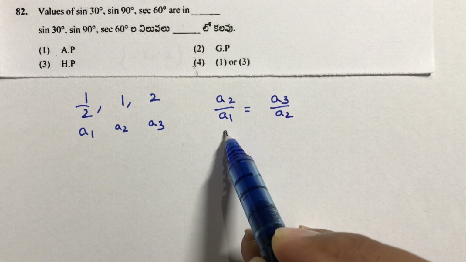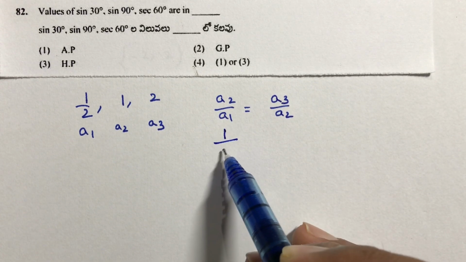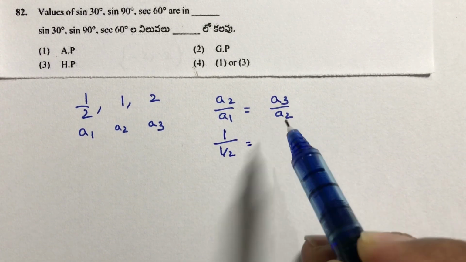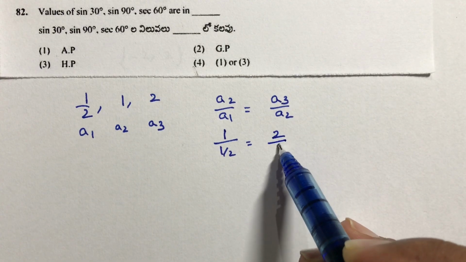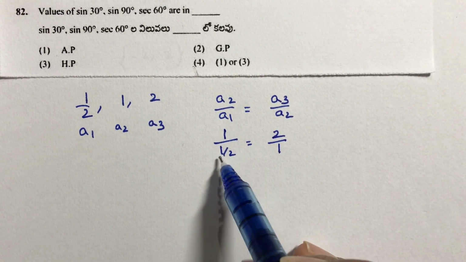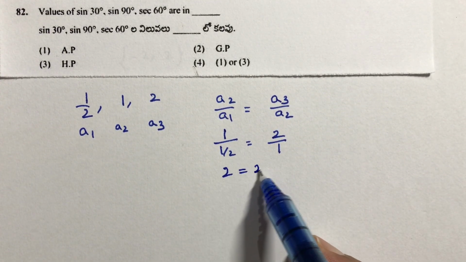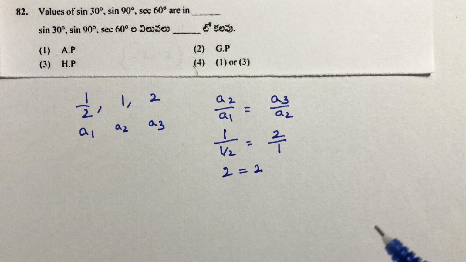Check for GP condition. A2 is 1, A1 is 1 by 2. A3 is 2, A2 is 1. So 1 by 1 by 2 is 2, equals 2. So it is satisfying the GP condition.